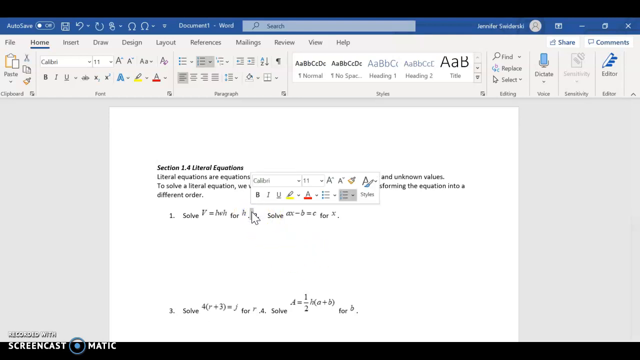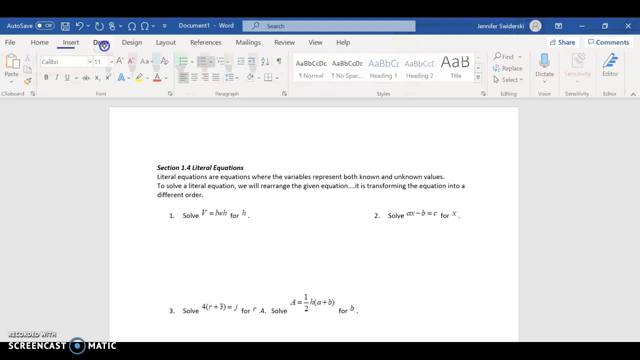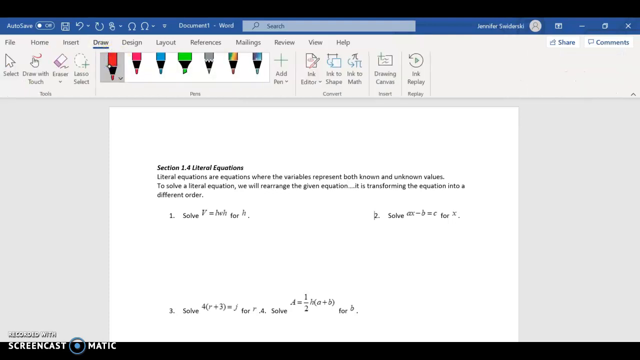Sorry, these are kind of spread out crazy. Number 1 says solve V equals LWH for H. So what you're going to do is basically just solve the equation for the given variable. They want us to get H by itself. To do that, I need to get everything else away on the right side of the equal sign. I know L and W are being multiplied by H, so I'm going to divide both sides by LW, and I'm left with V over LW is equal to H.